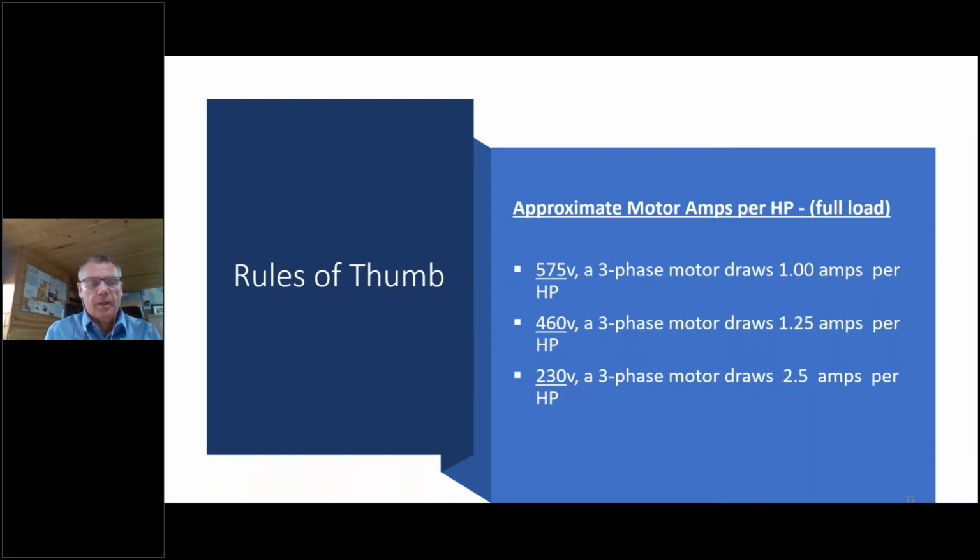But in this example, as a general rule of thumb, if you have a 600 volt supply or a 575 volt motor, it's really, really simple to say that's 1 amp per horsepower. In my early example, I talked about 100 horsepower, 100 amps. And as you can see here, 460 gets 1.25, and 230 gets 2.5. So I think this is good stuff to put in your back pocket. If we were meeting in person, I would have had some booklets to hand out to you, but there are a number of sources where this information is available.